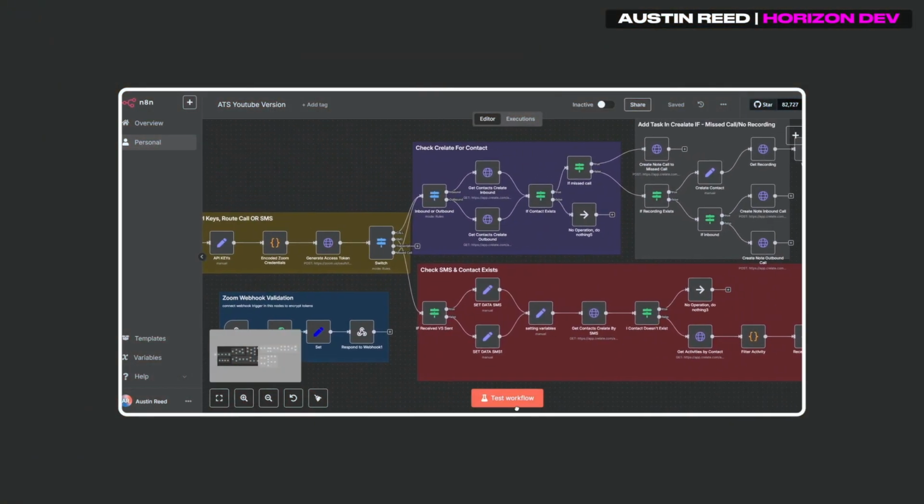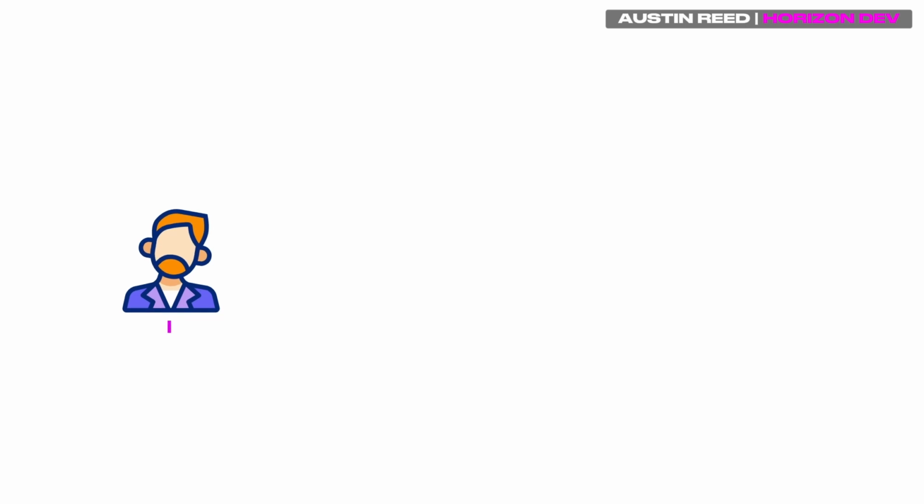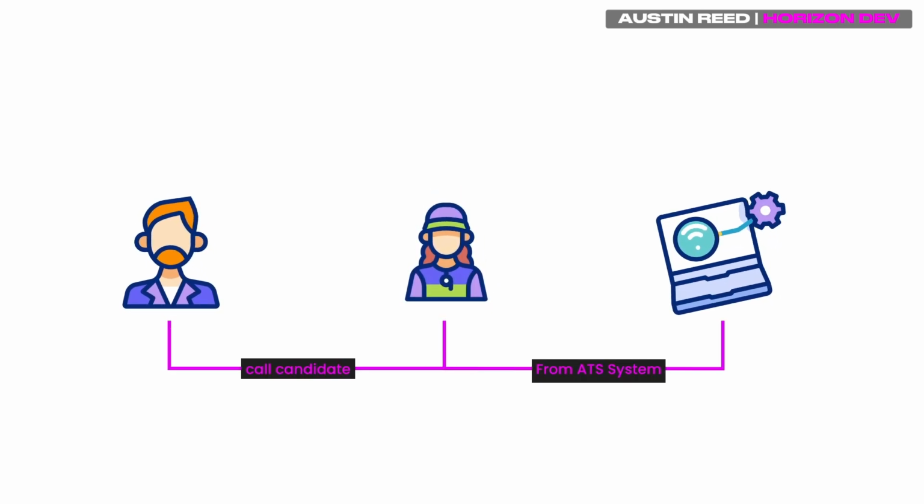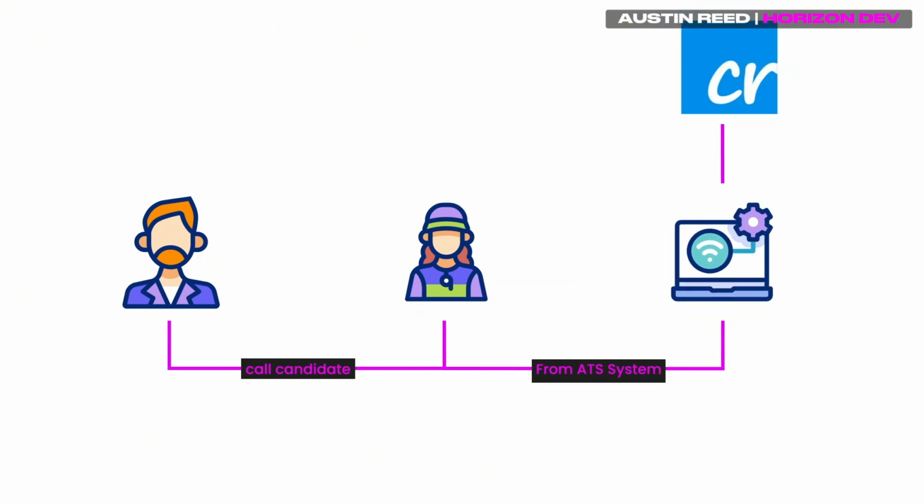Here's a quick overview of what we're going to be building today. First, the recruiter is going to call a candidate from their ATS system. In this case, we're going to be using Crelate as the ATS system and Zoom as the dialer. Next, the recruiter is going to have a conversation with the candidate, and that conversation is going to end.